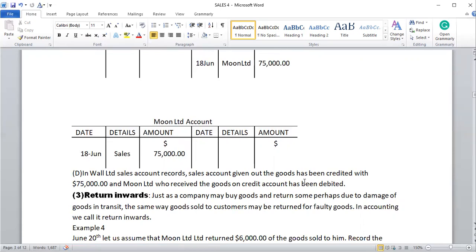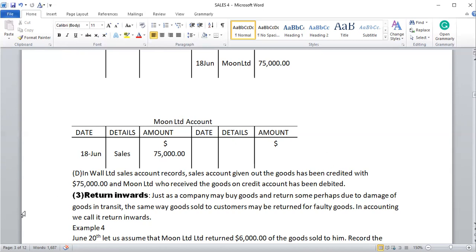World Limited sold the goods to Moon Limited on credit. He did not pay immediately. So that is why Moon Limited account has been debited with the goods. Supposing Moon Limited had paid immediately with cash, then it's rather the cash account that will be debited. But because he paid later, his name has appeared in World Limited account, and it has been debited, receiving the goods worth $75,000. In this case, Moon Limited is now a receivable to World Limited.